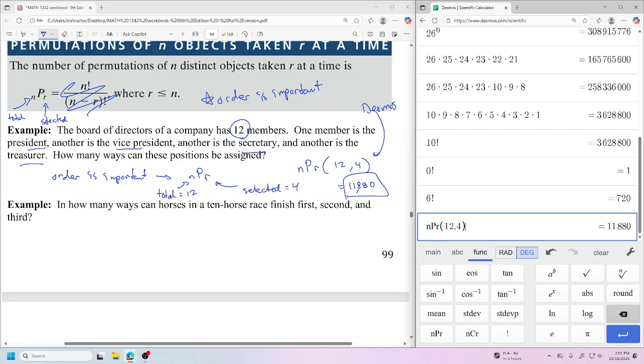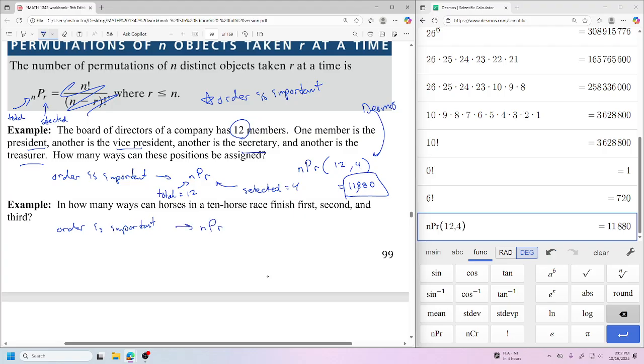How many ways can horses in a 10-horse race finish first, second, and third? So again, I'm going to ask before we even get started, in a horse race, is the order of the horses important? Yes. So order is important. And I'm making a very important point right here. I'm trying to stress this because later on your homework, it won't be separated like it is.